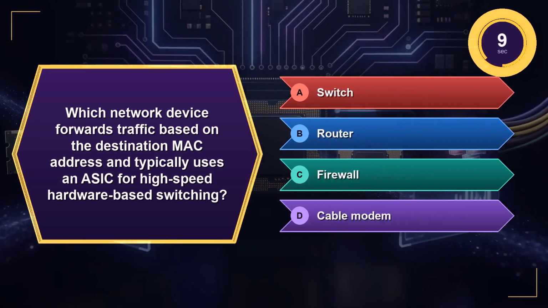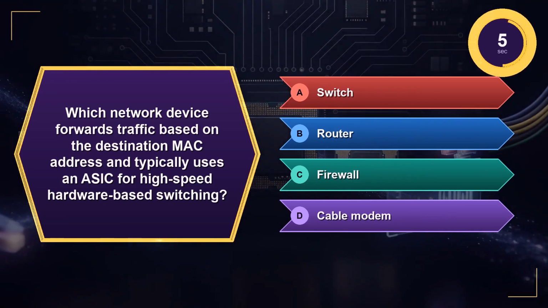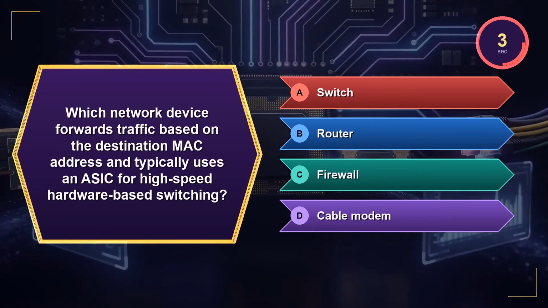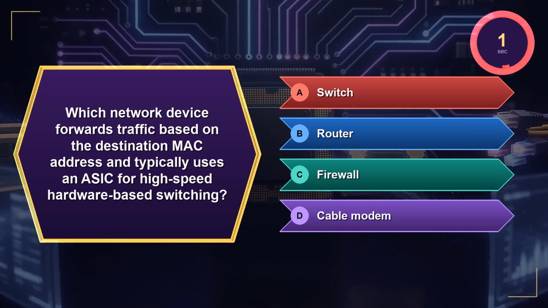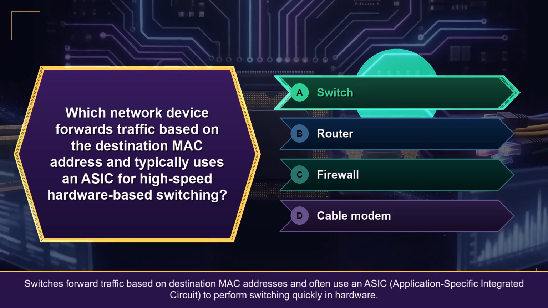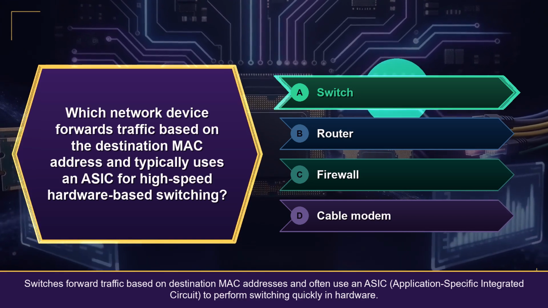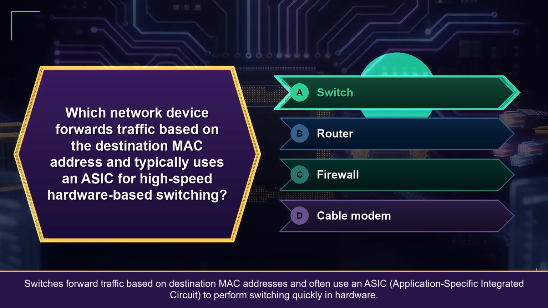Which network device forwards traffic based on the destination MAC address and typically uses an ASIC for high-speed hardware-based switching? Switches forward traffic based on destination MAC addresses and often use an ASIC, application-specific integrated circuit, to perform switching quickly in hardware.